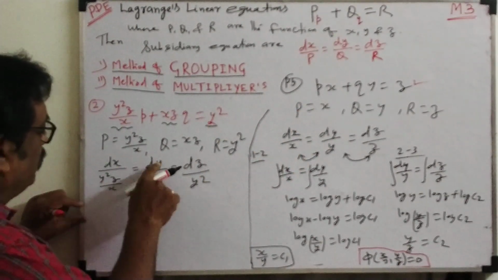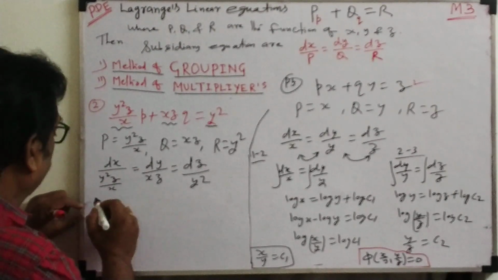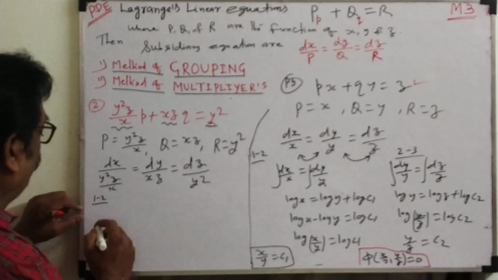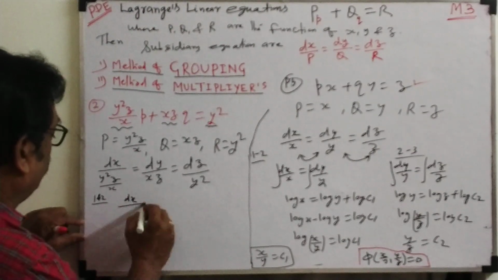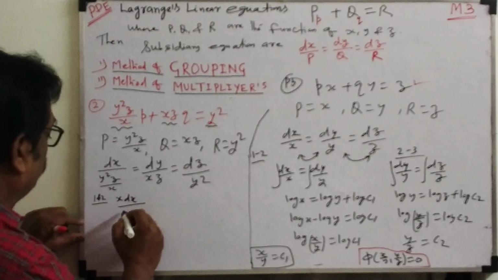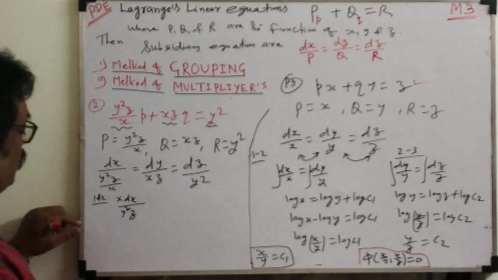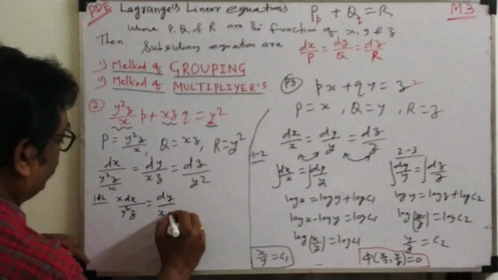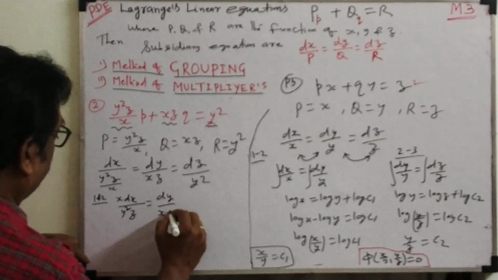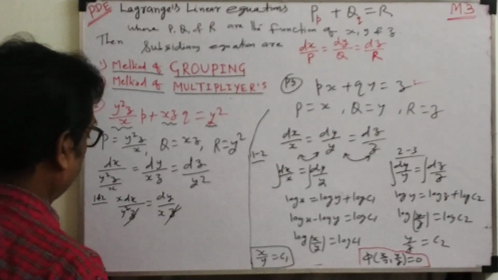First confirm x and y; z should not be there, but z is on both sides, so it will get cancelled. So okay, consider first 1 and 2. So what is there? dx by x, x y square z is equal to dy by x, x z. So z gets cancelled.